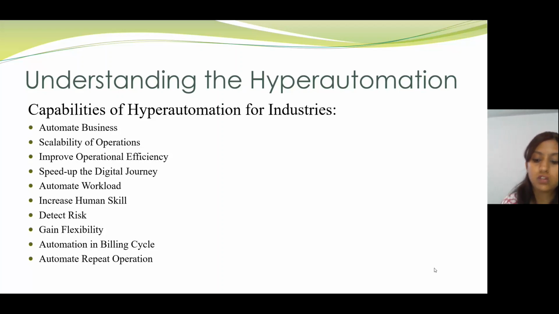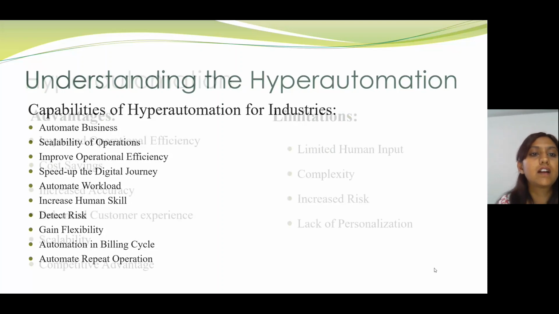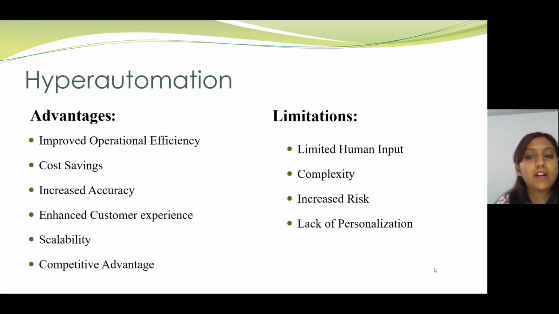And now let us come to hyperautomation's advantages and its limitations. The advantages are improved operational efficiency, cost savings, increased accuracy, enhanced customer experience, scalability, and competitive advantage. Improved operational efficiency comes from automating tedious and repetitive tasks. Hyperautomation can save time and reduce errors, leading to improved productivity and efficiency.